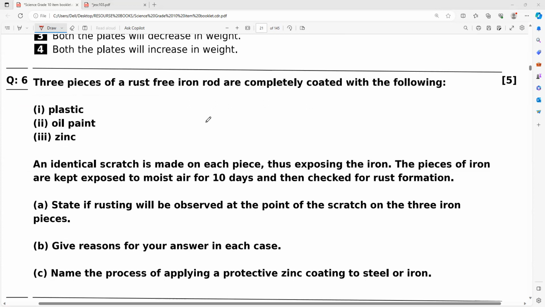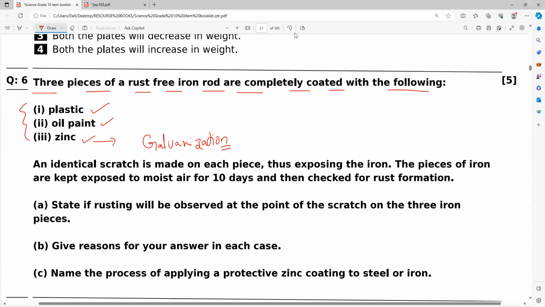That's the reason. Next, question number 6. Three pieces of a rust-free iron rod are completely coated with the following: one is plastic, another one is oil paint, another one is zinc. You might notice all three are protection of iron from corrosion or formation of rust. So zinc coating is called something. What is the name of that, everybody? Galvanization. Please learn.